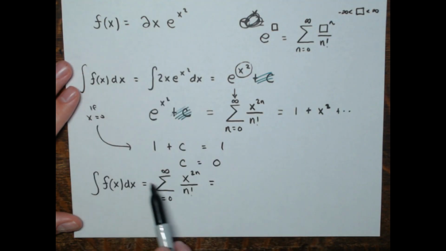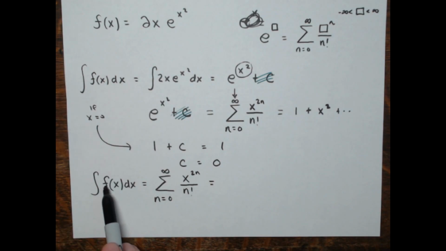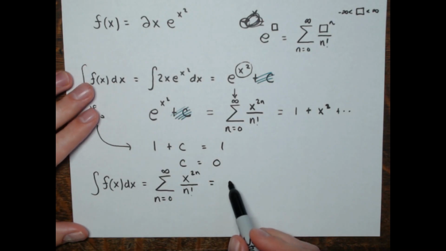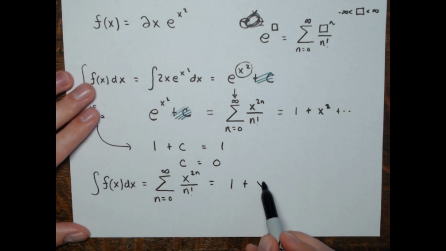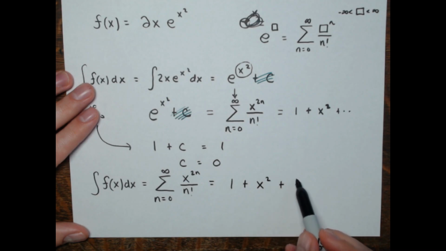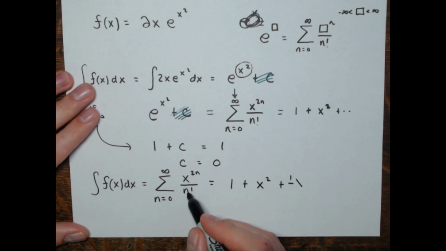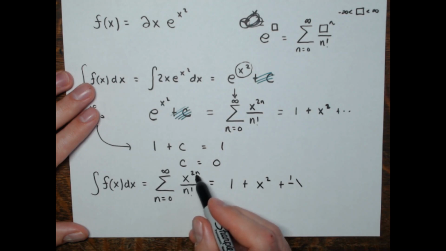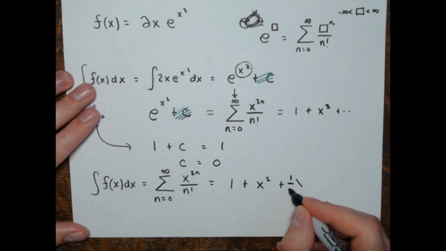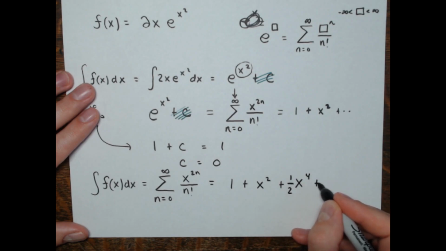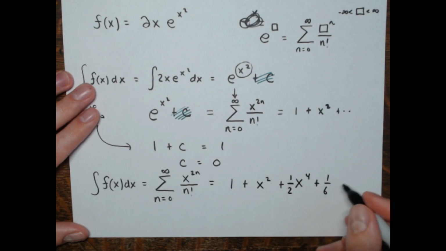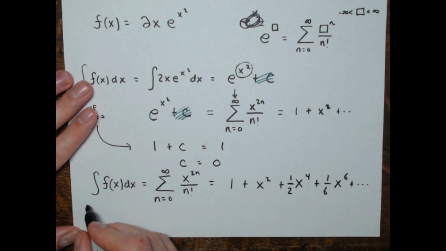Now this function is the derivative of this. This is the integral of our function. So if we want our function back, we've got to do the derivative. If I write out the first 4 terms of this, it'd be 1 plus, when n equals 1, you have x squared over 1. When n equals 2, you've got x to the 4th over 2. When n equals 3, you've got 1 over 3 factorial times x to the 6th, and so on. And then you differentiate.